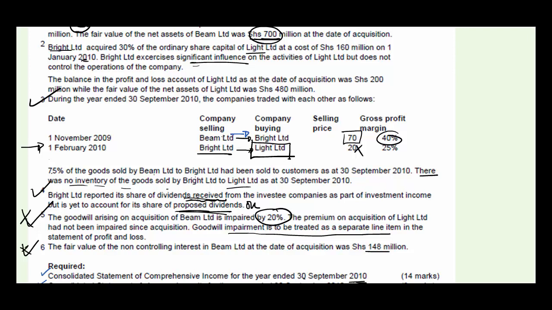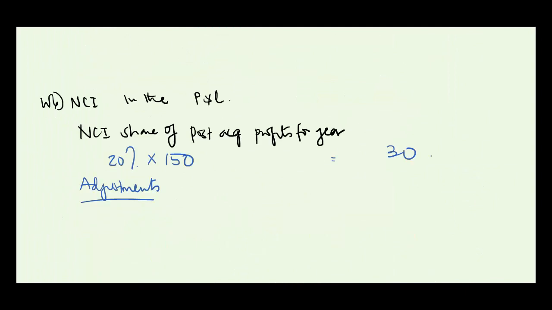So since Beam is the seller and Beam is a subsidiary, it means that Beam made the profits. But we know that Beam does not control everything, or the shareholders of Beam include the NCI. So we take our share of that. NCI share of unrealized profit on closing stock, 20%. What was the amount of the closing stock? Unrealized profit was 7. So this gives you 1.4.